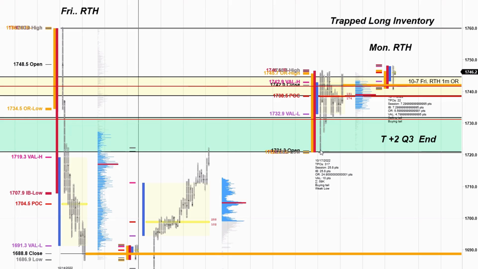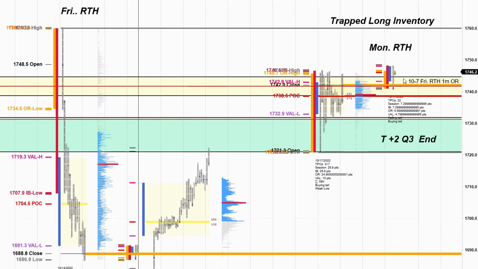And then the RTH opens up, and again, it's the first time frame that does all the work, from a low around 1721 all the way up to about 1746, where we ended basically at the high of the day. So the rest of the day just stayed. This was actually the October 7th, Friday, 1 minute open range zone. So the bulk of the volume, where most traders were doing business, just stayed in this zone.